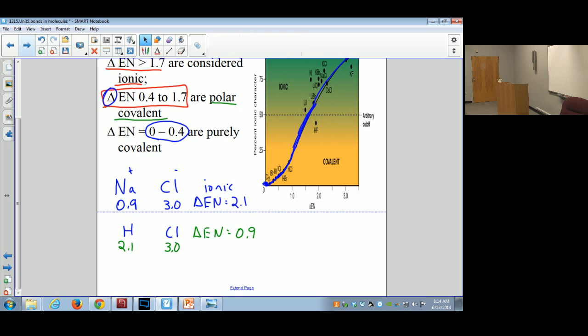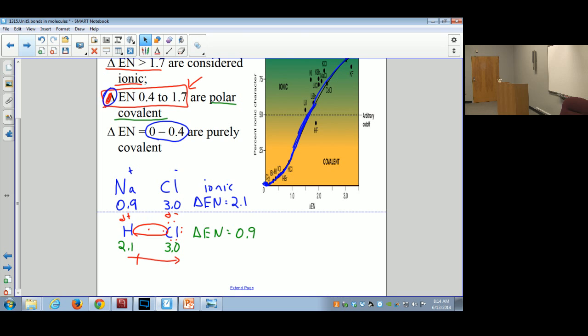Well, according to our chart, that would be a polar covalent bond. And because chlorine is higher in electronegativity, I'll put on the electrons here, the hydrogen's electron is much closer to the chlorine than it is to the hydrogen. So that hydrogen is partially positive and chlorine is partially negative. That's how you indicate that.